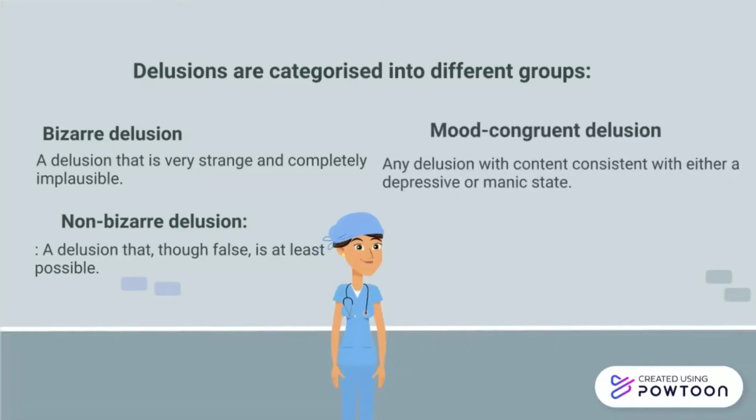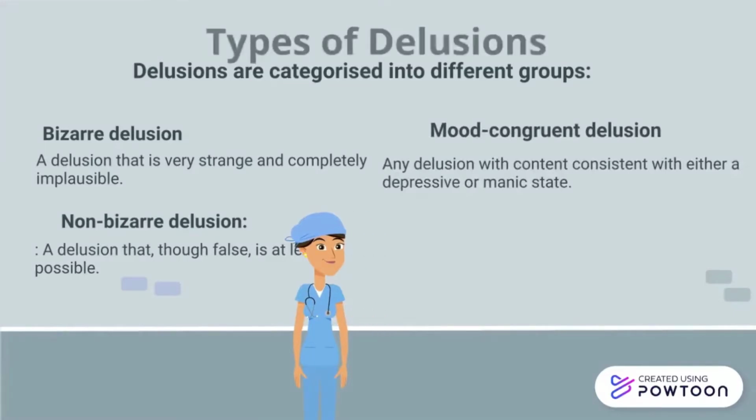Next is mood congruent delusion. Any delusion with content consistent with either a depressive or manic state. Example, a depressive person believes that the news anchor on television highly disapproves of him, or a person in a manic state might believe he is a powerful deity.